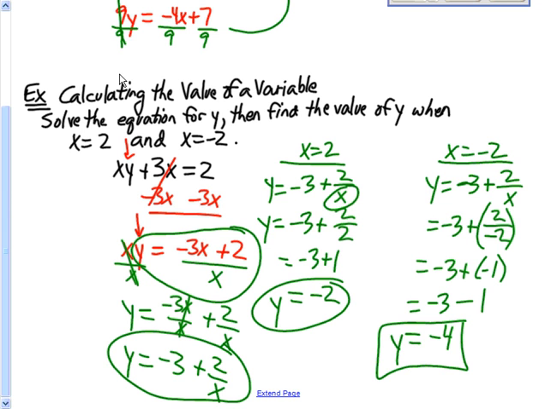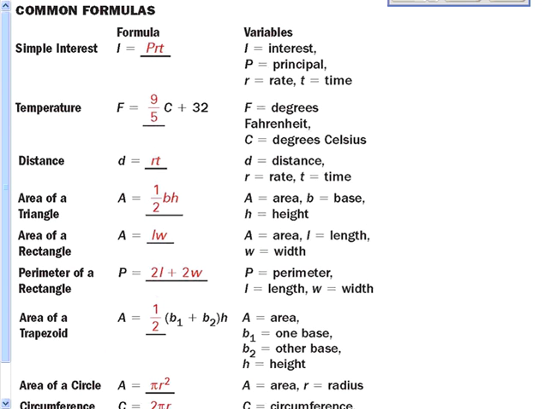Okay, let's look at some common formulas that you have been introduced to over the years in your math career. So the simple interest formula, gotta love this. All the rich people like this one. Interest, I, equals the principal P times the rate of interest times T, the time. Time typically in years. Your temperature here, Fahrenheit F is 9/5 C plus 32.